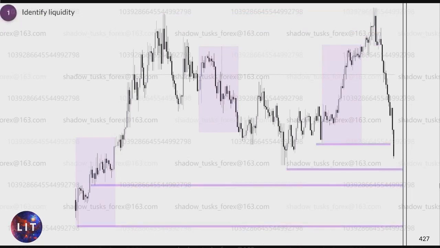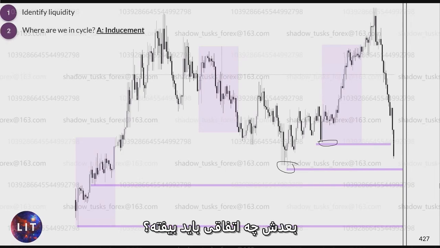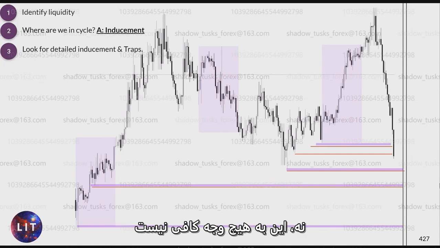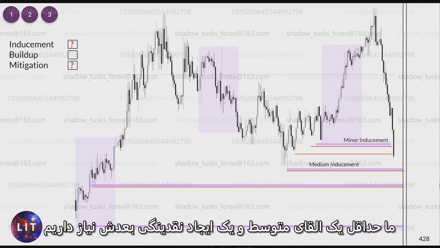So guess what? Identify liquidity, minor inducement. There we go. That's kind of a medium one already, right? So there we go. What should happen next? We're in a cycle in a minor inducement area, but what else? What we need next? Of course, we need not only minor inducements. No, that's not enough, right? We need at least a medium one and a build-up afterwards.